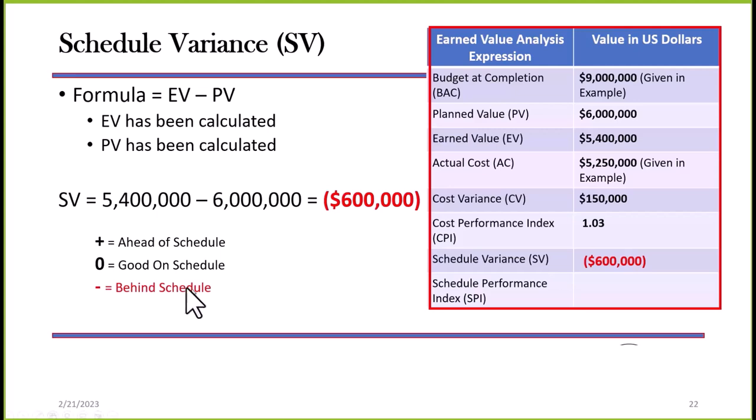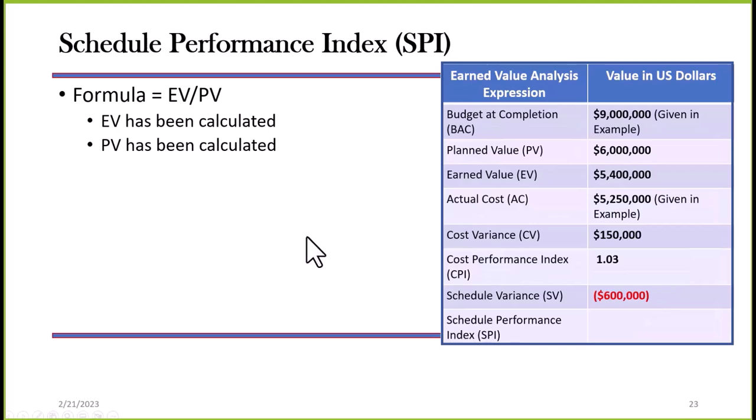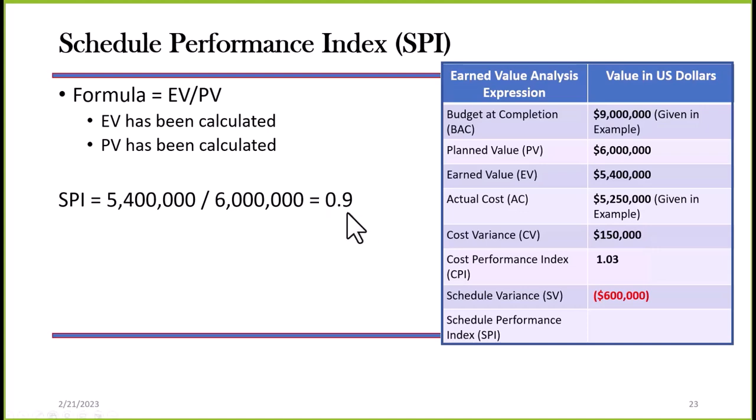Next, let's move on. We have then our formula for SPI, Schedule Performance Index. The formula is EV divided by PV. Earned value has been calculated and planned value has been calculated. We pull that from our table over here, earned value and planned value, and we plug it into the formula. That gives us an SPI of 0.9.